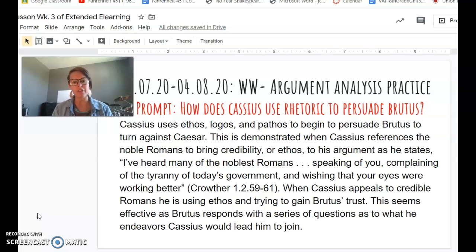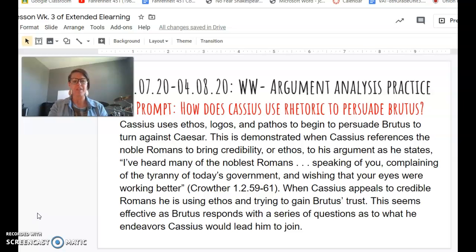Cassius uses ethos, logos, and pathos to begin to persuade Brutus to turn against Caesar. This is demonstrated when Cassius references the noble Romans to bring credibility or ethos to his argument as he states, I've heard many of the noblest Romans, speaking of you, complaining of the tyranny of today's government and wishing that your eyes were working better. When Cassius appeals to credible Romans, he is using ethos and trying to gain Brutus' trust.